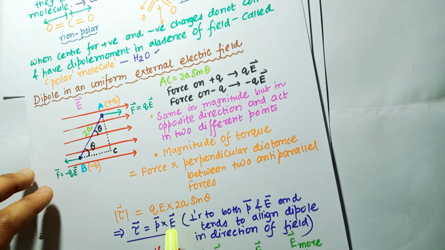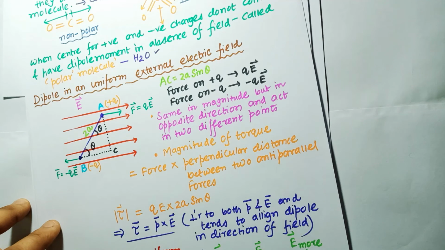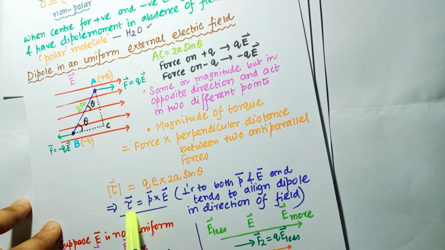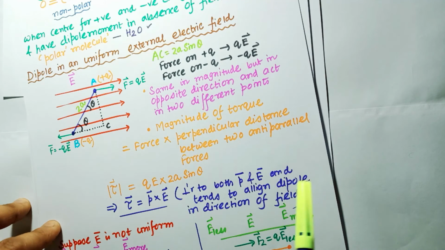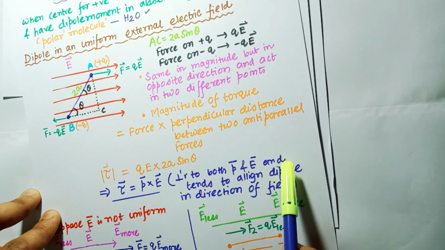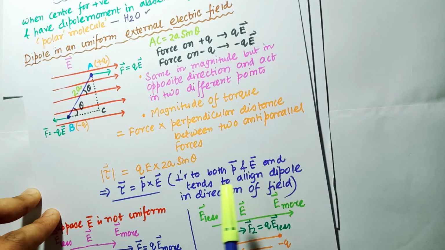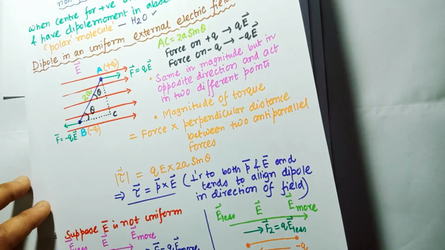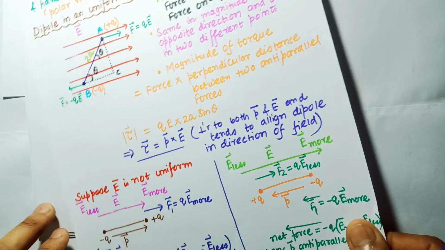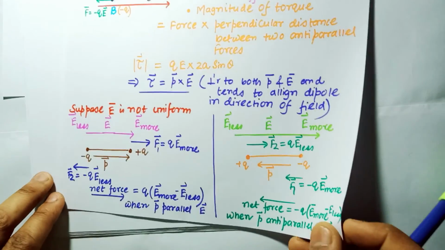You can see that 2aq is equal to the magnitude of the P vector. So we can write it in vector form as tau vector is equal to P cross E, dipole moment cross electric field. The direction is perpendicular to both the dipole moment and the electric field. The torque tends to align the dipole in the direction of the field to minimize the energy. Suppose in another case we consider that the electric field is not uniform. So what will be the case?